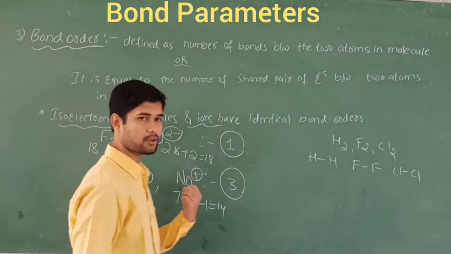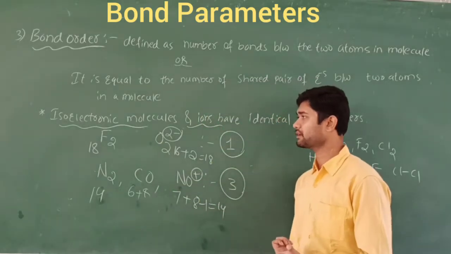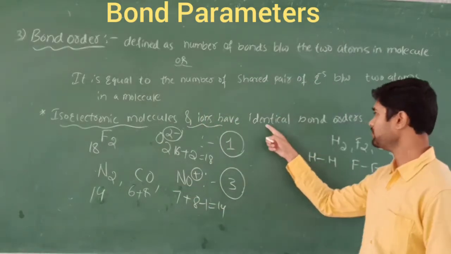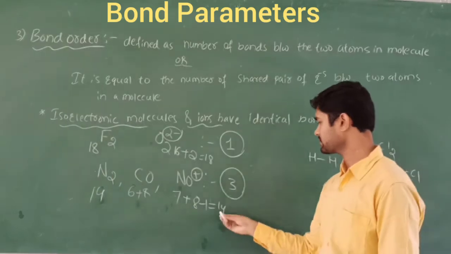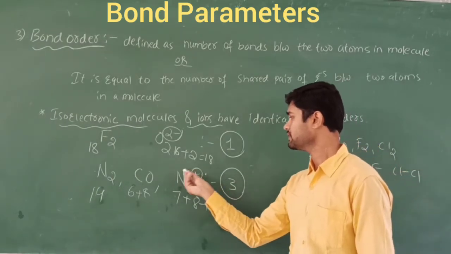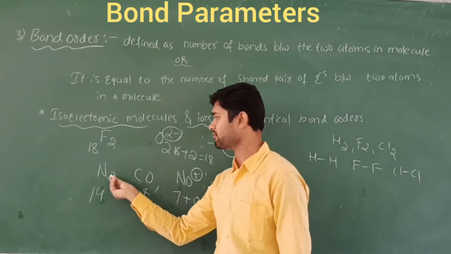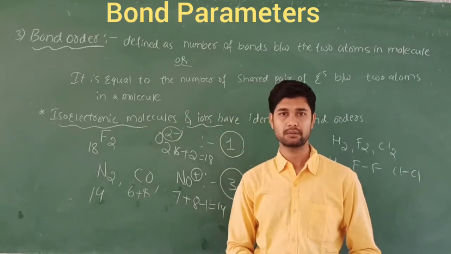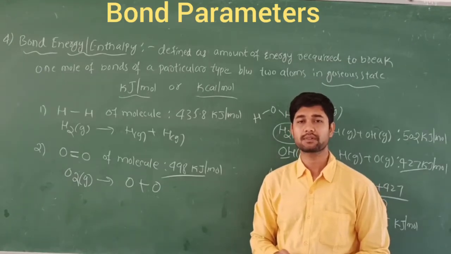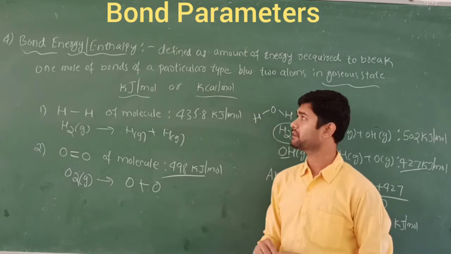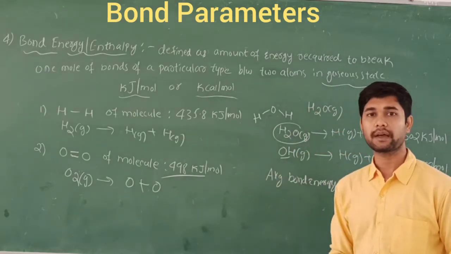So like this, these molecules we are going to call isoelectronic molecules and ions. They should have identical bond order. Here the bond order should be 3 for this one, 3 for carbon monoxide, and also 3 for the nitrogen molecule. Let's discuss the last bond parameter, that is called the bond energy or bond enthalpy.